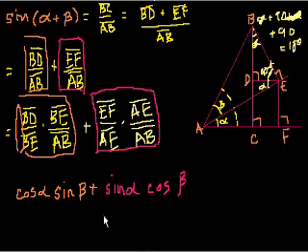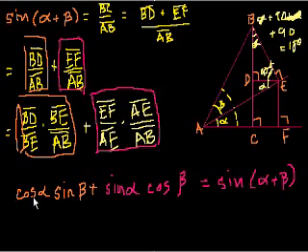I think we're done. This is, to me, fairly mind-blowing. The sine of alpha plus beta is equal to the cosine of alpha times the sine of beta plus the sine of alpha times the cosine of beta. What's neat about this is that it kind of came out in this nice symmetric formula, right?